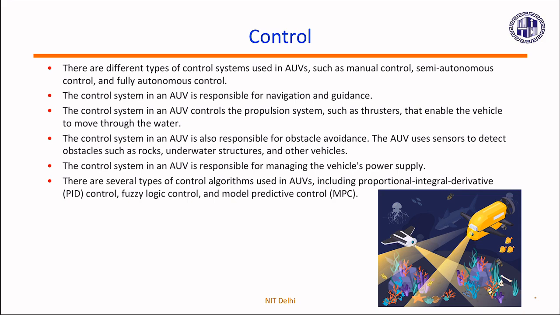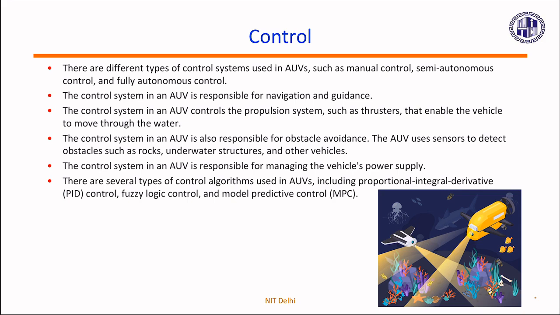The control system in EUV is responsible for navigation and guidance. The EUV uses sensors such as sonar, cameras, and GPS to navigate through the water. The control system uses this data to make decisions about the EUV's direction, speed, and depth.